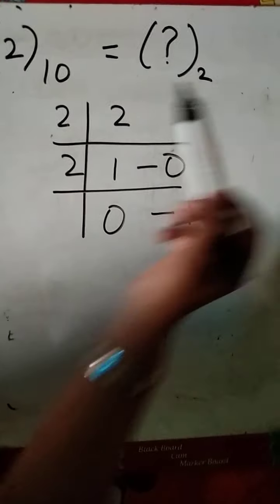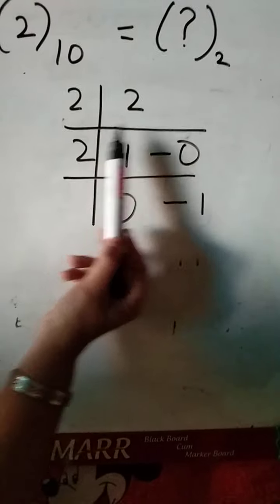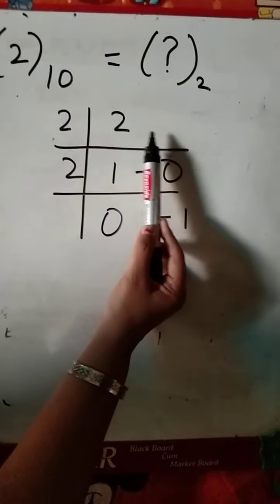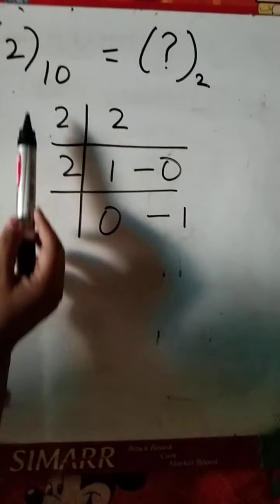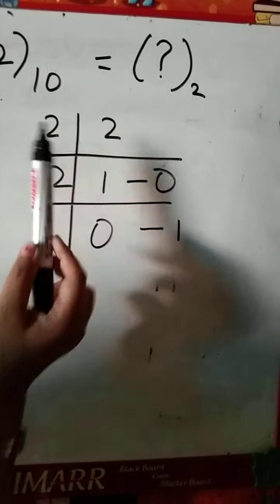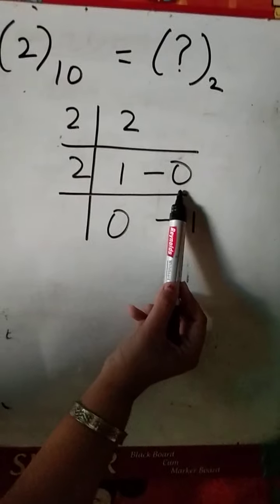So dear students, now let's see how we calculate this. Here is a sum in which we convert a decimal number into a binary number. I take the number 2. It is a decimal number and we have to calculate its binary. The binary number system has base 2, so we have to divide it by 2. So 2 ones are 2 and the remainder is 0.